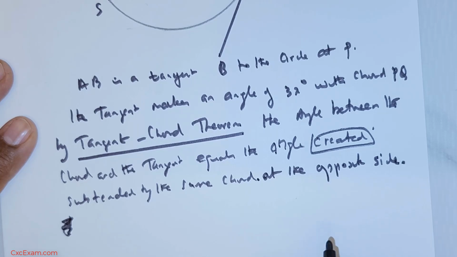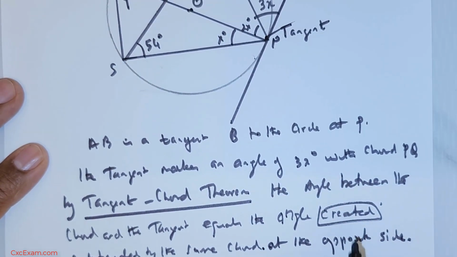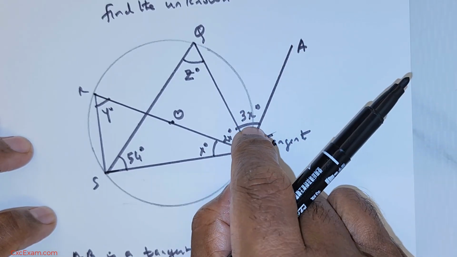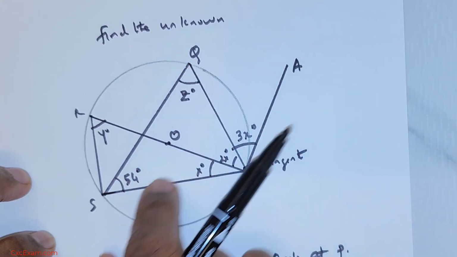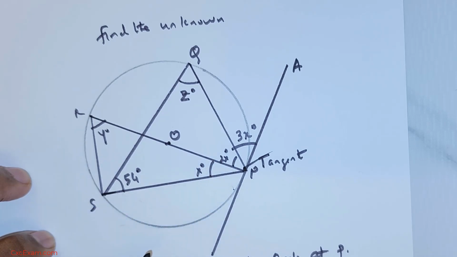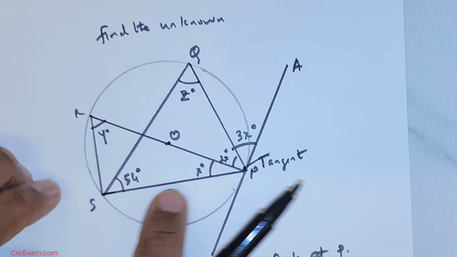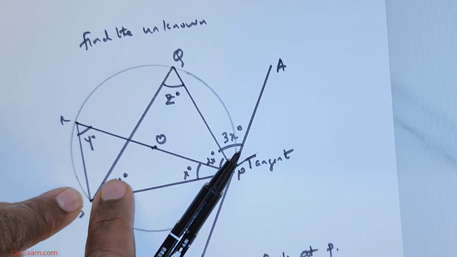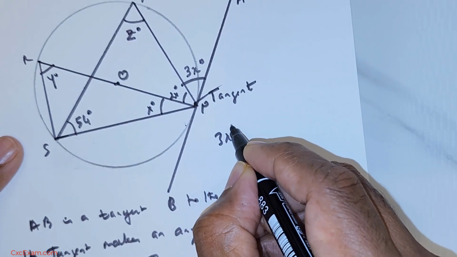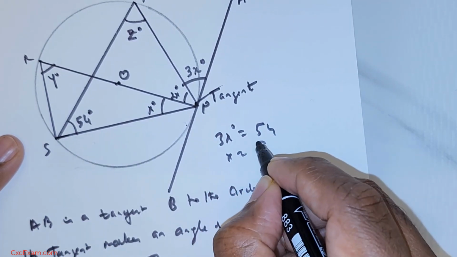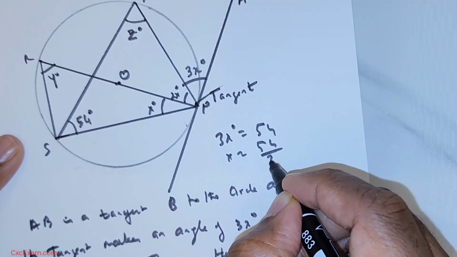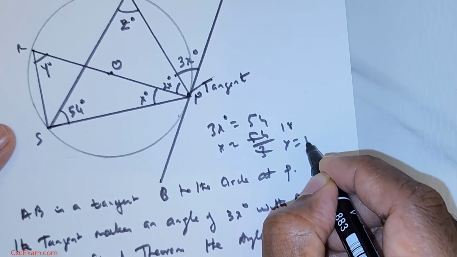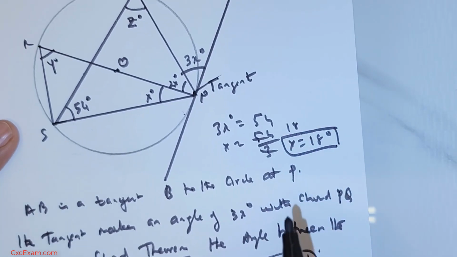So what I'm trying to claim here by the theorem stated in the geometry is the angle between the tangent and the chord is equal to the angle subtended by the same chord at the opposite side, right? So this will be the opposite side for the chord. So this means 3x degrees is equal to 54. So x degree is equal to 54 divided by 3. 3 divides 1 times and 3 divides here 8 times. So x is equal to 18 degrees, right?